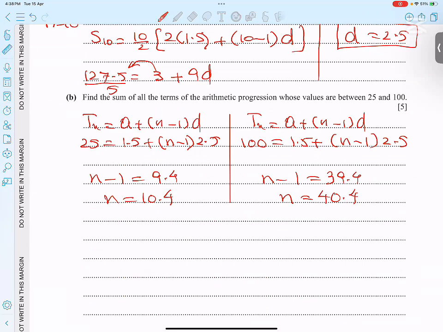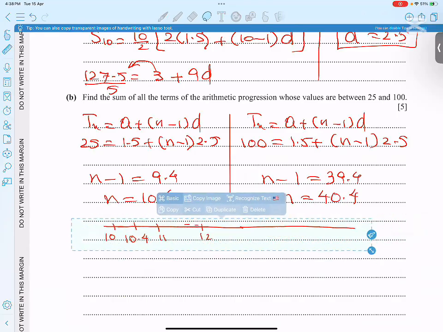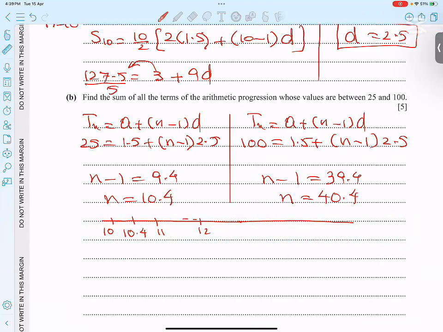Now, the interesting part, because we have to find the sum of all the terms. First of all, let's try to give an idea. This is 10.4, and before it we have the 10th term, here we have the 11th term, then we have the 12th term, and so on. And here this is the 41st term, this is the 40th term, and 40.4 is coming in the middle. So we have this number and we have this number. So how to handle this?